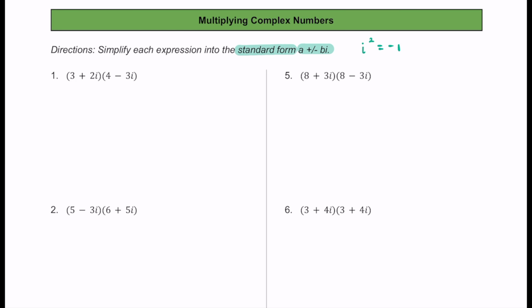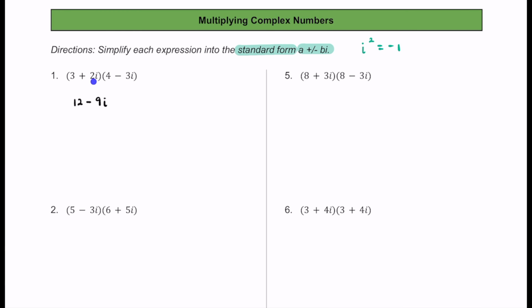So for number 1, we have the quantity of 3 plus 2i times the quantity of 4 minus 3i. So we're basically just going to FOIL here. So we do 3 times 4 first. That's going to equal 12. And we'll take this 3 multiplied by this -3i. That's going to be -9i. So we can write minus 9i after.